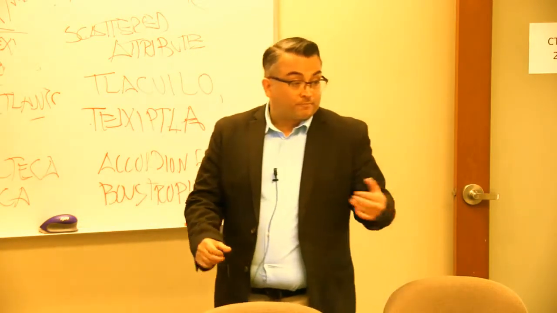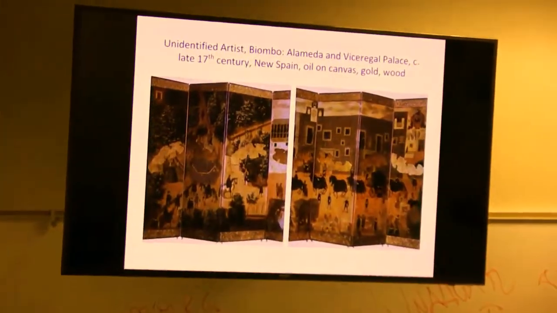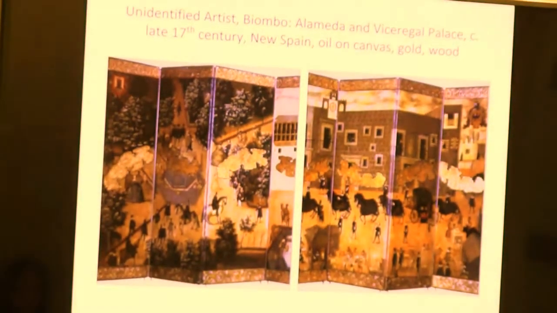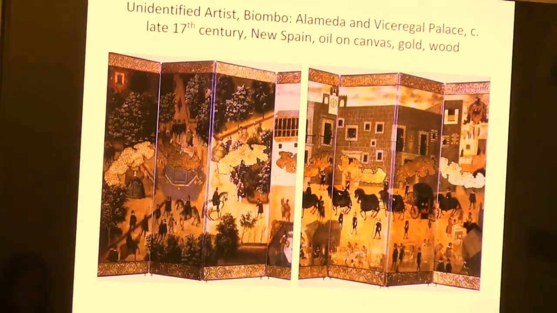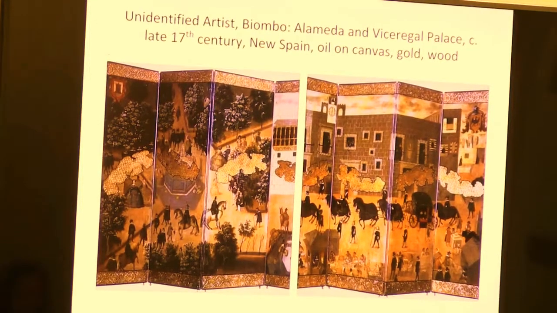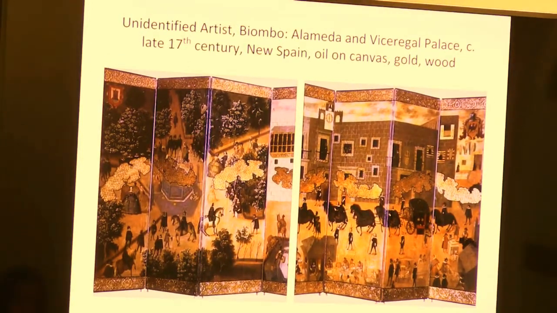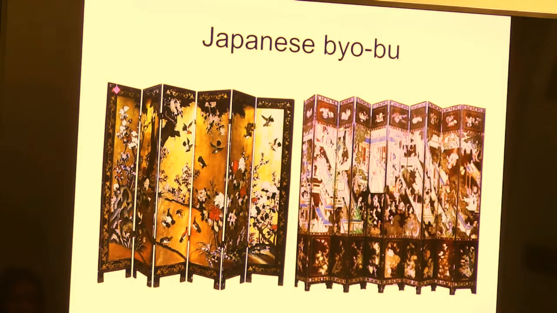For example, here's one that's a bit more characteristic. This is an unidentified artist, late 17th century. It represents the Alameda Park and then the Viceregal Palace with the procession in front of it. It's oil on canvas, gold, and wood. And what's interesting about this is you can see what the artist is emulating from the Japanese prints. If you look at the Japanese screens, they use gold.